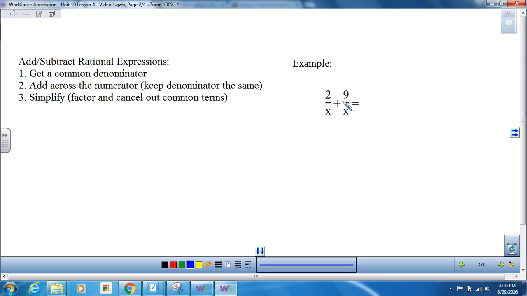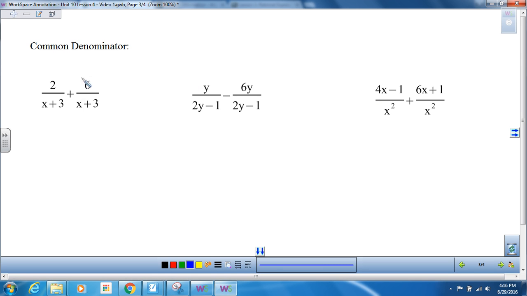So I did that. Add across the numerator, so 2 plus 9 is 11. And you keep the denominator the same. 11 over x. Simplify, so if we could factor or cancel out common terms, we would, but nothing could cancel from 11 over x. Okay, so we've got a few more examples.